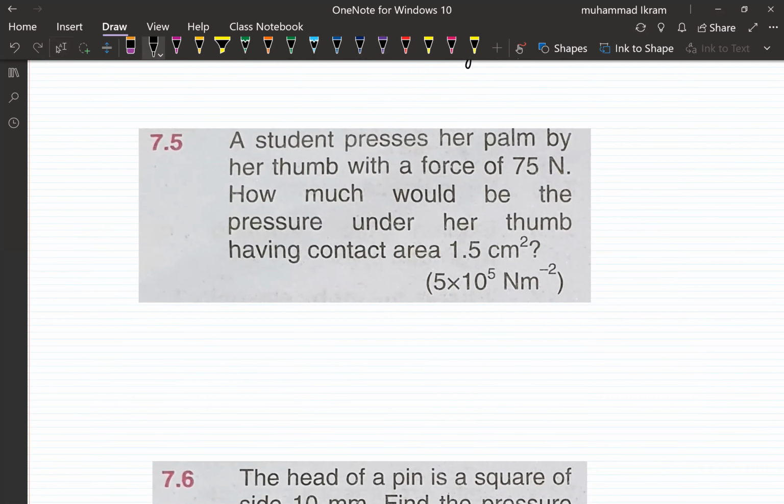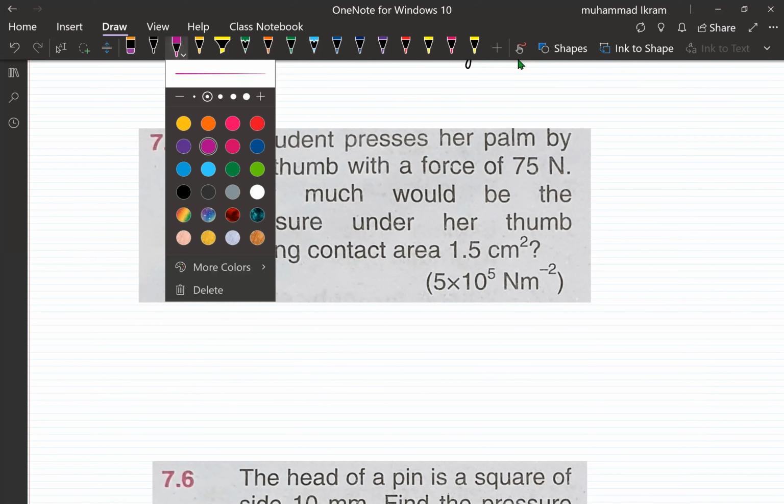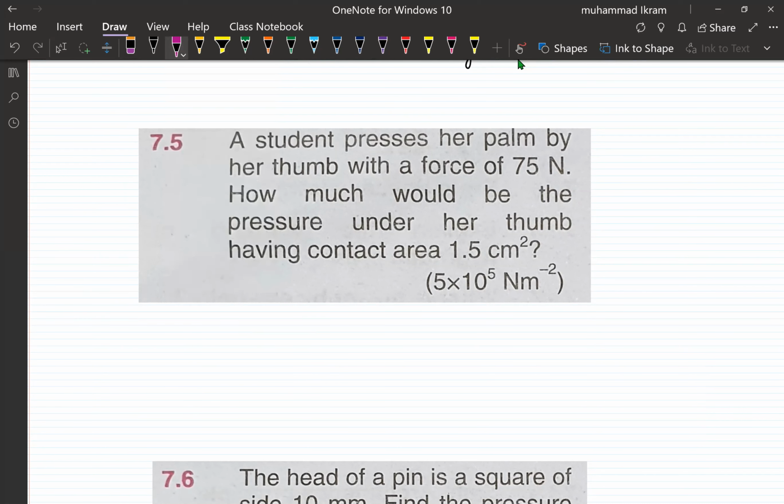Next one: a student presses her palm by her thumb with a force of 75 Newton. So here the force is 75 Newton. And how much would be the pressure under her thumb having contact area 1.5 centimeters square? So the area is 1.5 centimeters square. And you know what pressure is? Pressure is equal to force per unit area. So you have the force, that is 75 Newton.